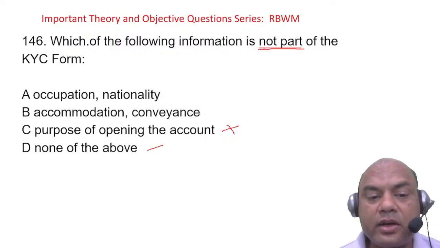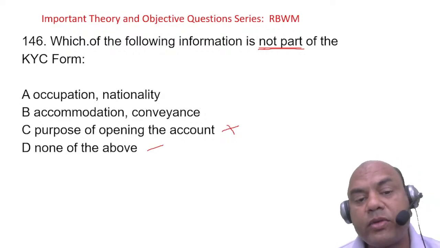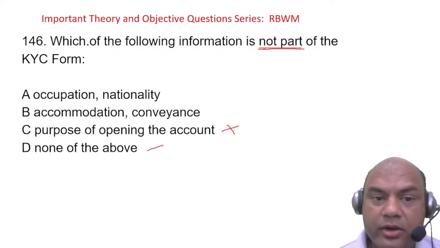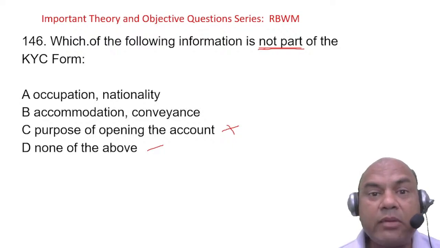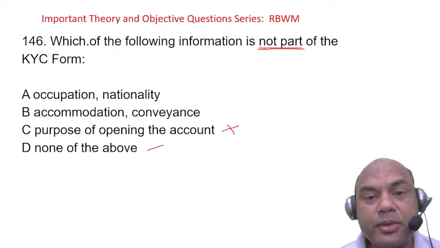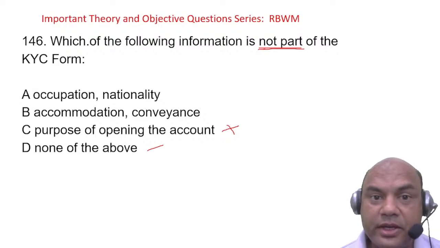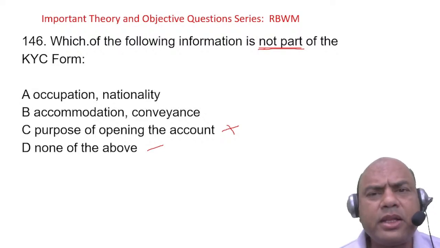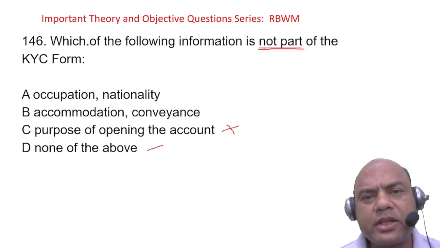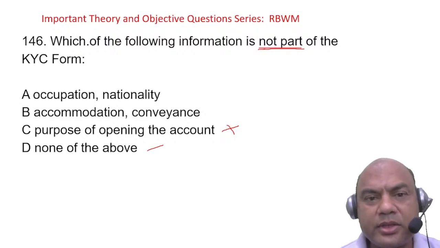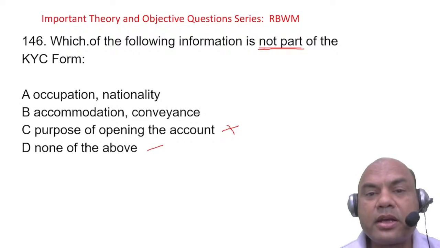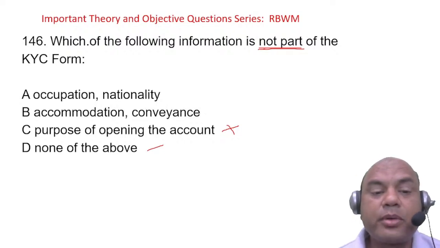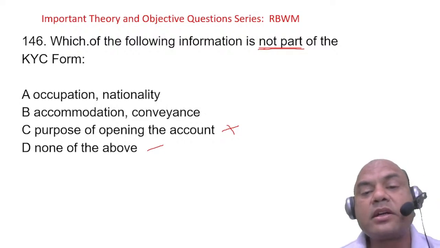Everything is a part of the account opening form. I have to give why I am opening this account. Suppose I open a savings account with you and my plan is to get some business money in that savings account. So that's not allowed. Business money is to be kept in the current account. So purpose of opening the account is a compulsory part.